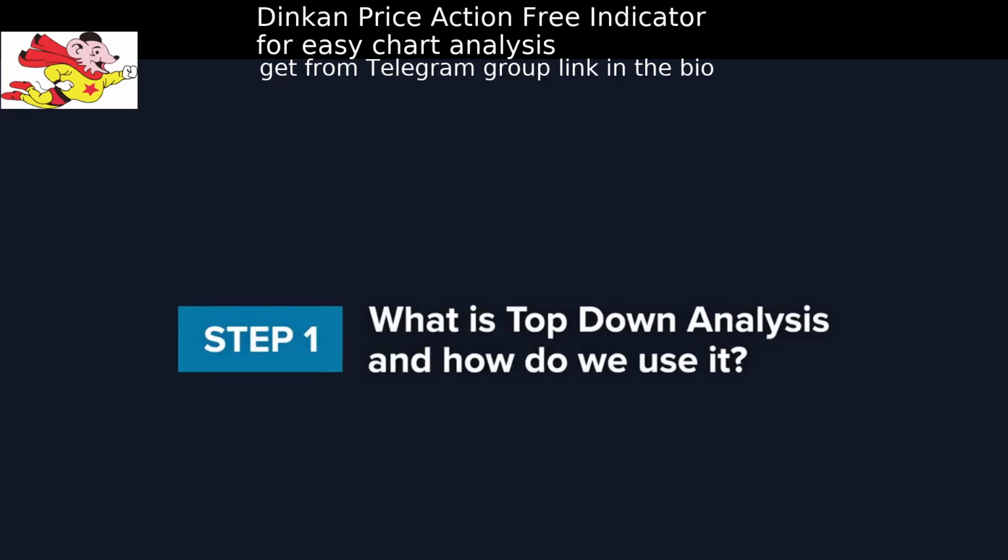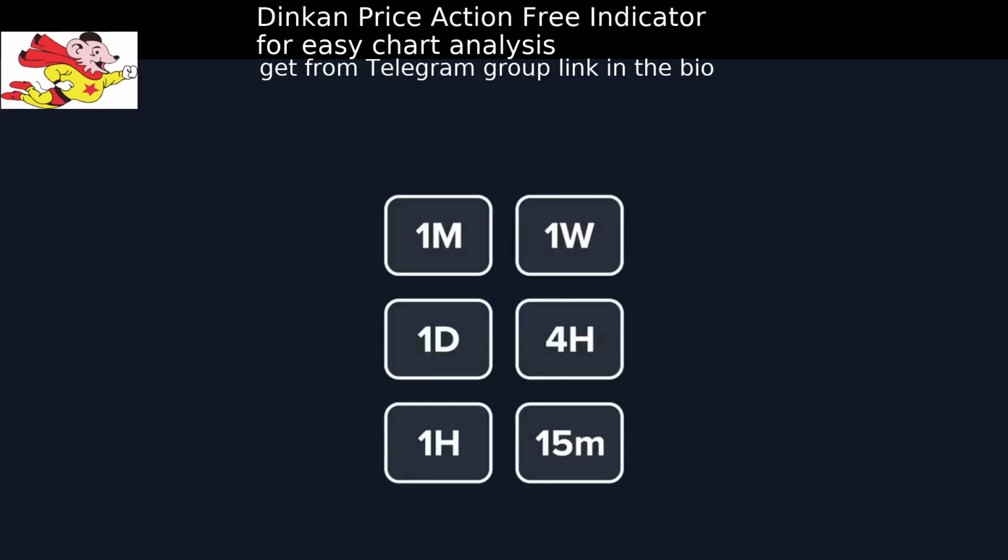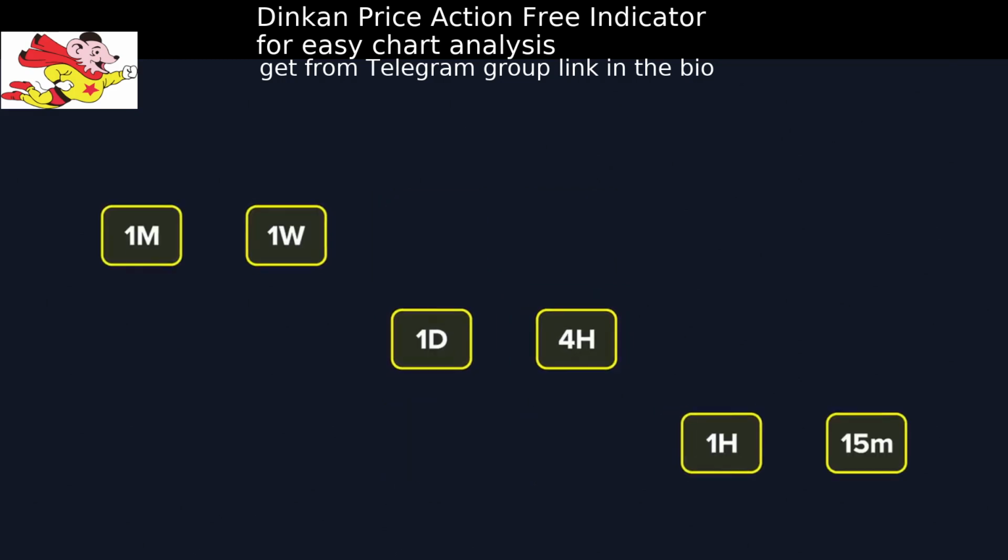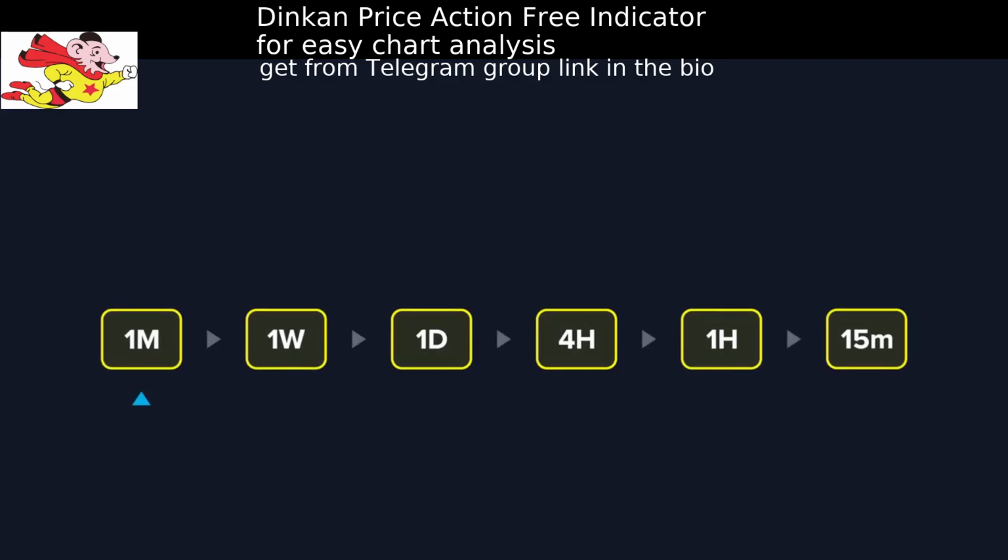So let's waste no time and start with step number 1, which covers what top-down analysis actually is and how we use it in our trading strategies. Within top-down analysis, the idea is that you should actually be using all of these time frames when looking for potential trade setups. And the way this works is by starting your chart analysis on the monthly time frame and then work your way down until you reach the time frame that you want to actually use for your entry setups.